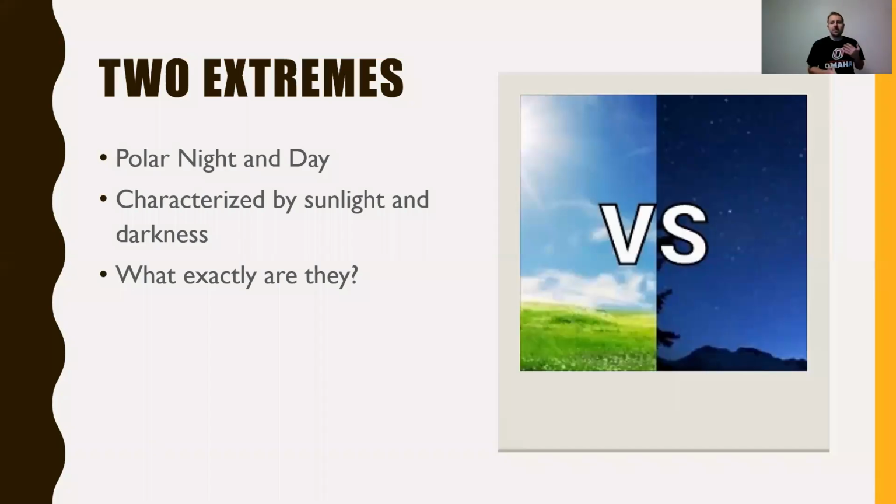As you can see, these are both extremes. One of them is characterized by the absence of light, and one is characterized by the abundance of light. But what exactly are these, and what causes them?